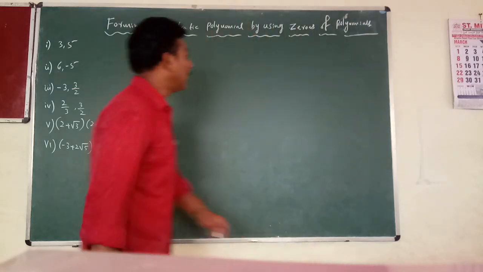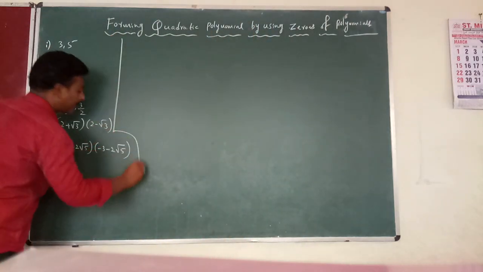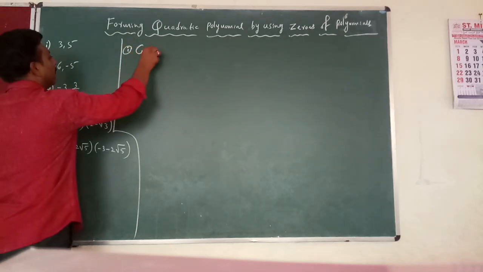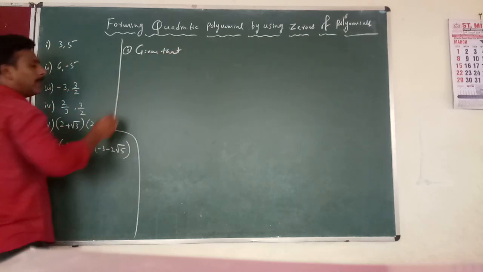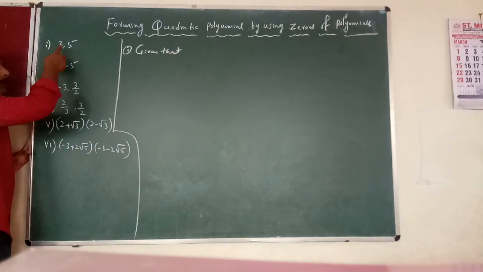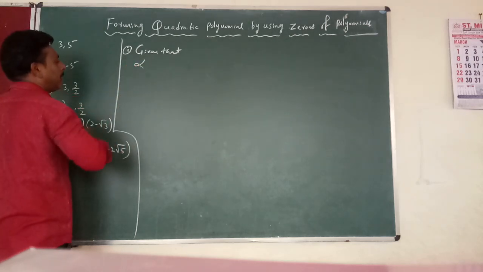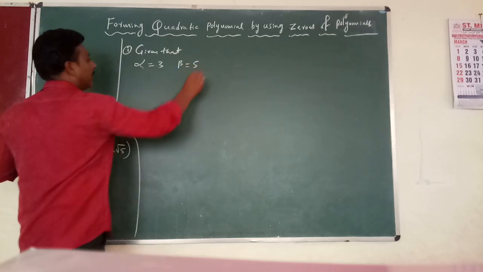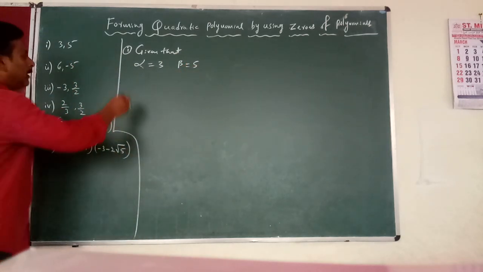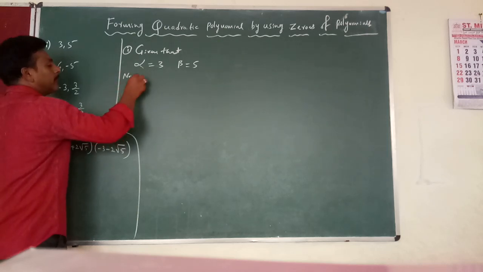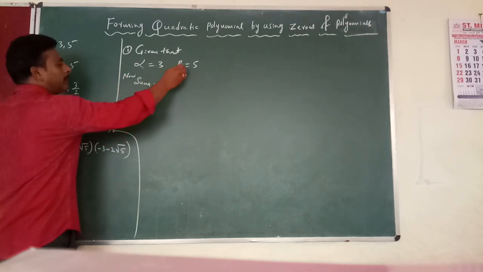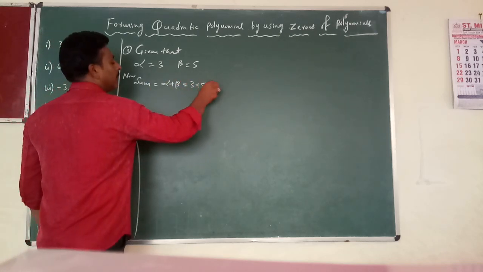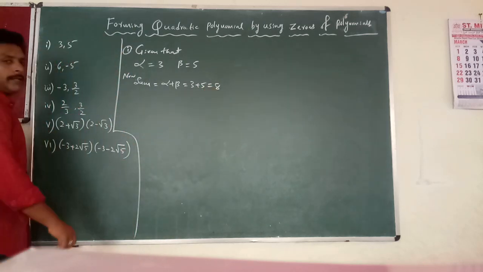So let me start. I am going to take the first question. What have they given? They have given us 2 zeros, zero number 1 and zero number 2. Given that one zero I am taking as alpha is equal to 3 and beta is equal to 5. Now what we have to find out? First their sum, alpha plus beta. So 3 plus 5 is equal to how much? 8.